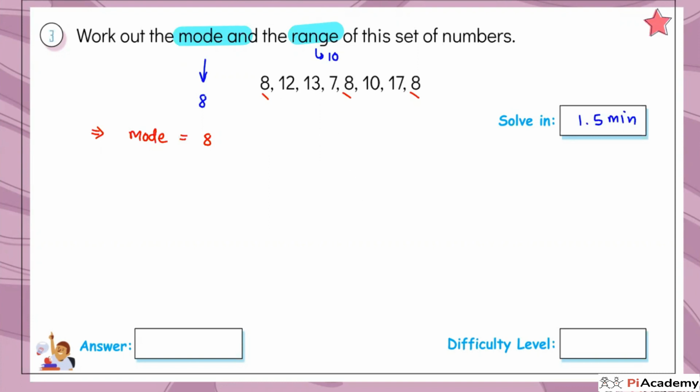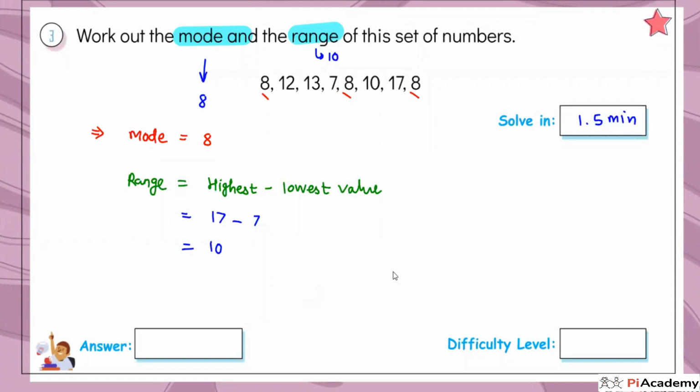Now let's talk about range, okay? As I mentioned earlier, for range, don't worry, for the given data you just have to worry about two values. First one is the highest number, or you can say highest value, right? And the next one is the lowest value. From this given data set, I can see the highest value is 17, and the lowest value, I can see clearly, is 7. So 17 minus 7, that is 10. So yeah, your answer is also absolutely correct. Very good. Most of you are correct for both answers.